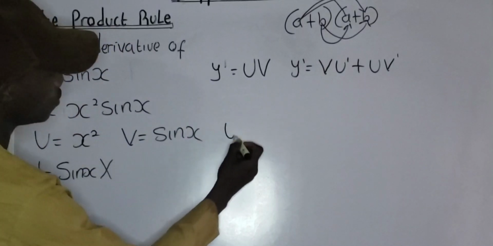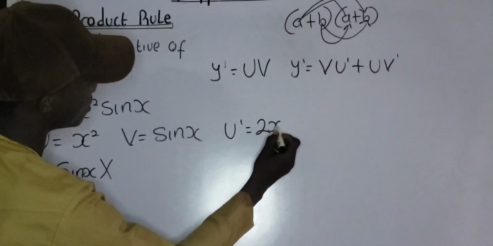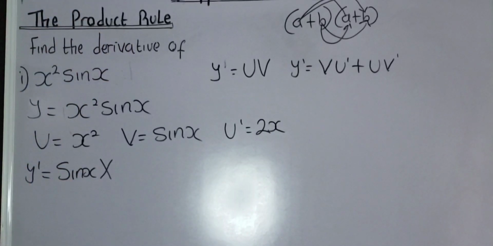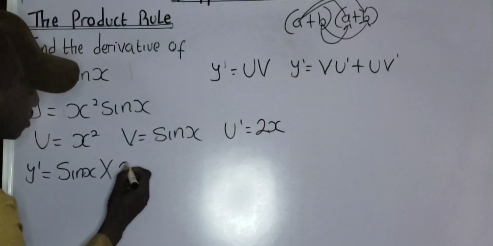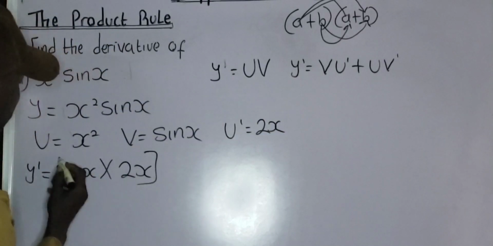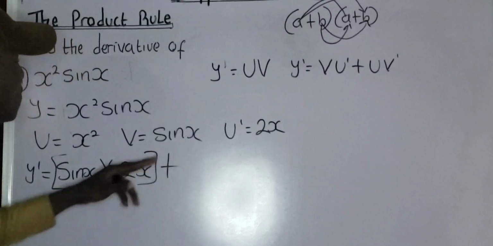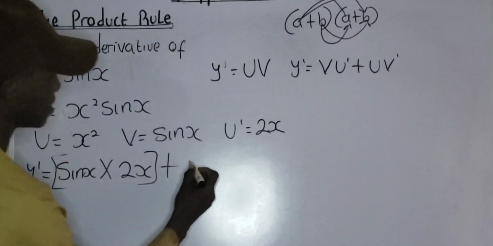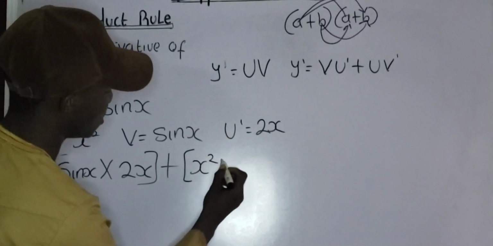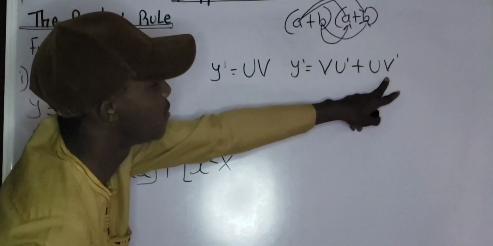u is x squared. The derivative of u is what? 2x. Do you understand? Using the polynomial rule that we first learned. So the derivative of u is 2x. Let me put this in brackets. Plus u, u is x squared, multiplied by the derivative of v.